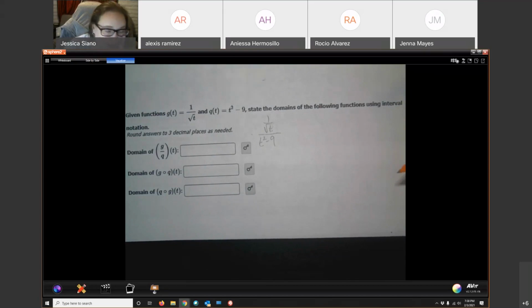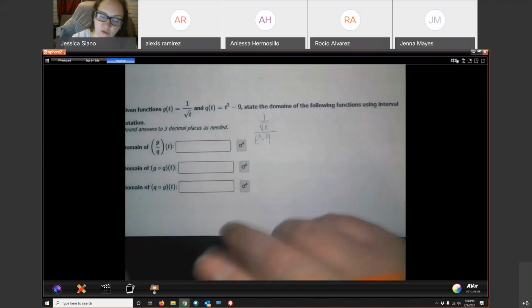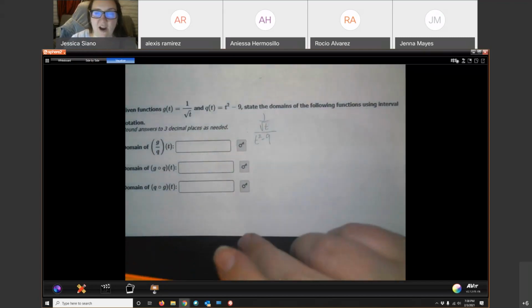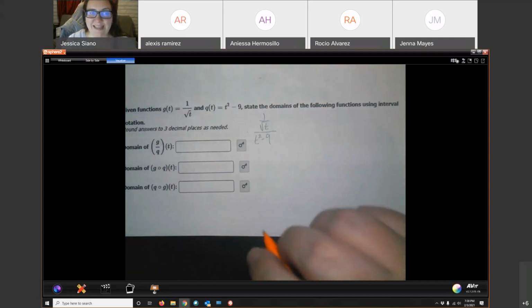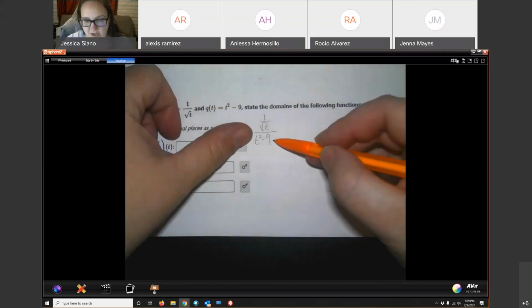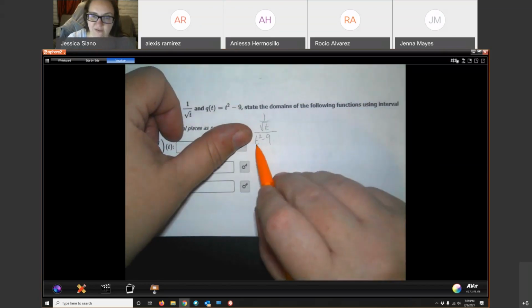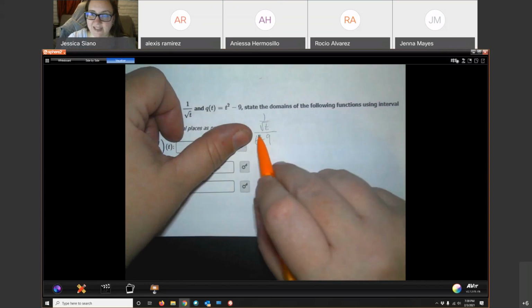So we need to think about our rules for both square roots and rationals. When we have a square root, we say our radicand is greater than or equal to 0. When we have a rational, we say that our domain is anything except what would make our denominator 0. So the first thing I notice is I have this t squared minus 9 in a denominator. That means that t cannot be 3 and t cannot be negative 3, because if I put in a 3 or a negative 3 here, it would make this denominator 0.